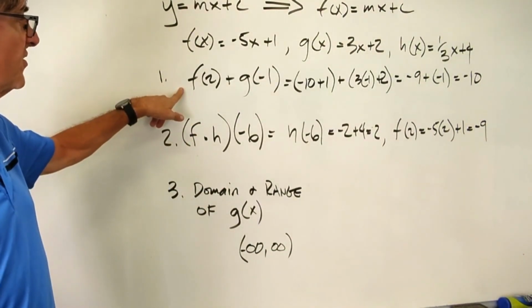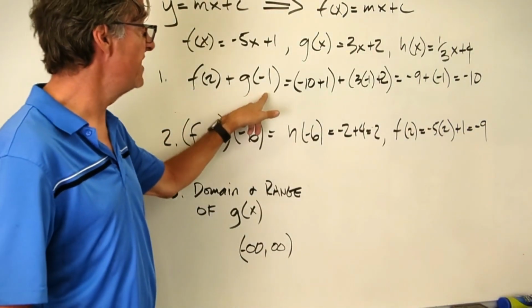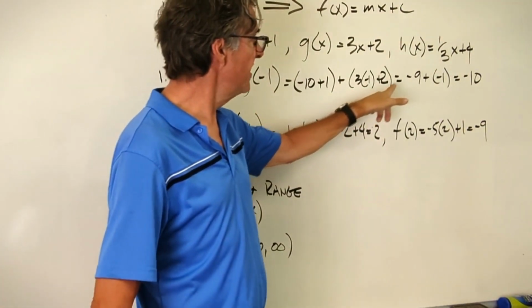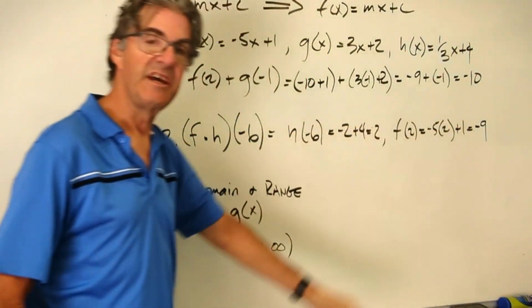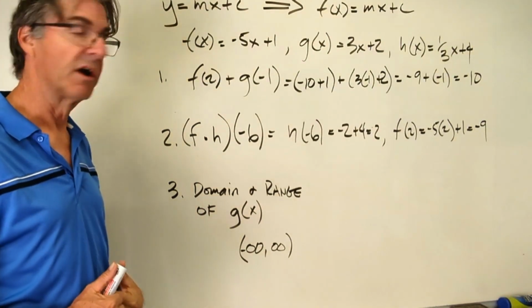Here's my work for the first one, f of 2 plus g of negative 1. I did all my steps in there, simplified down. I get negative 10. I hope you did too. If you didn't, check your work.